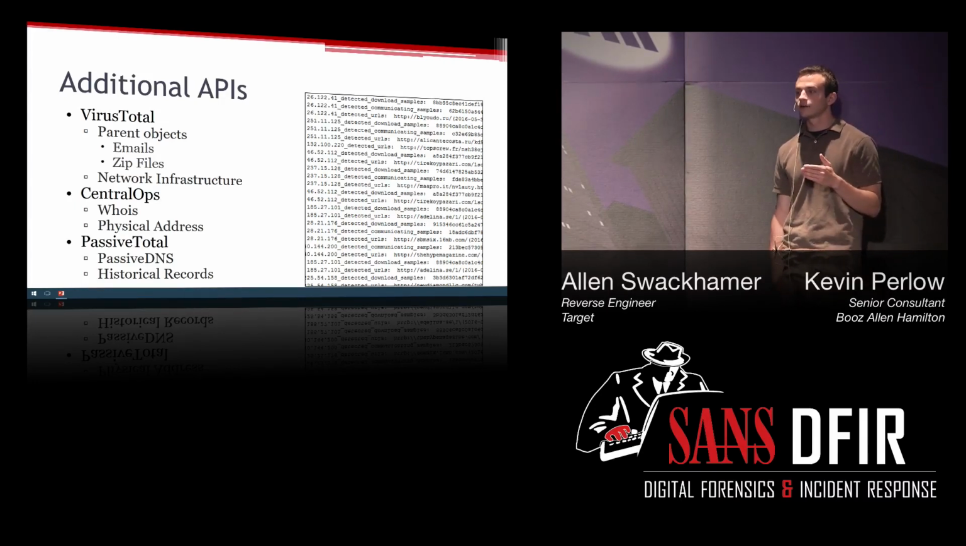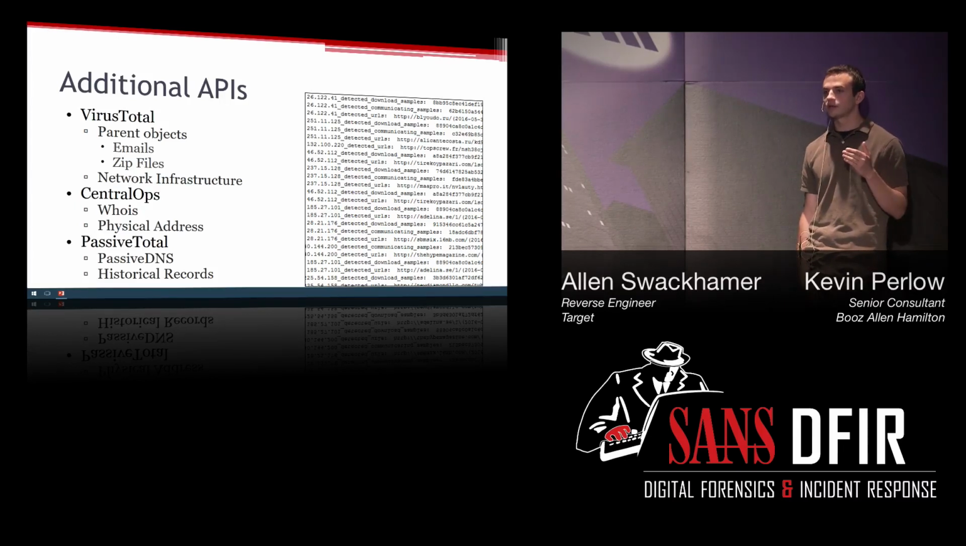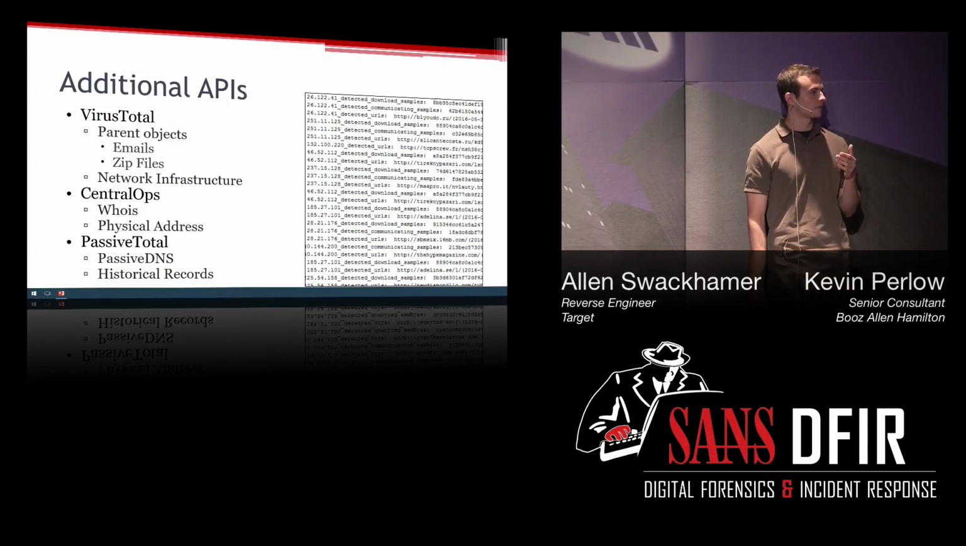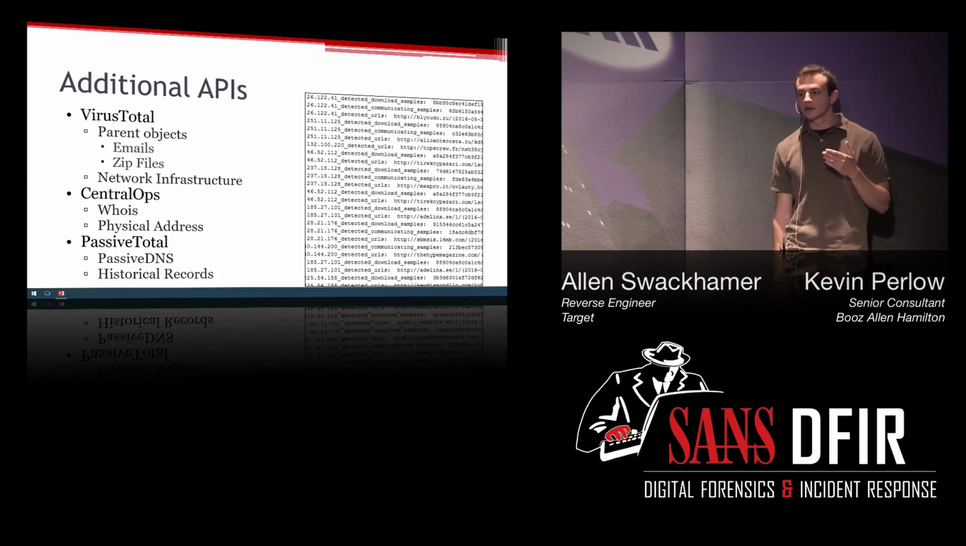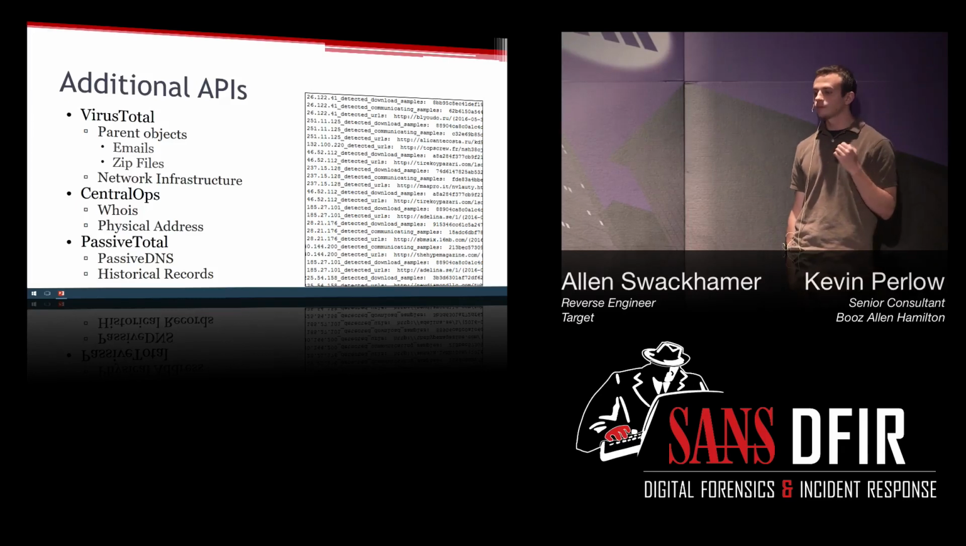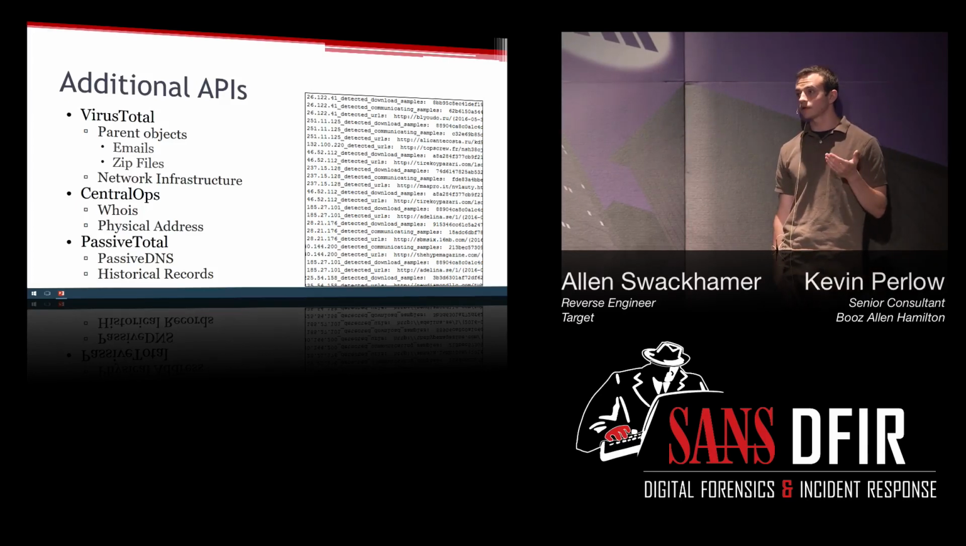There's also some network infrastructure pivoting that you can do from this. So on the right, you see the results of running a whole bunch of IP addresses across the VirusTotal Intelligence API. And you can get executables that were either downloaded from the same URL or executables that called out to the same IP address. And so that lets you expand your understanding of their network infrastructure as well. Some other things we've put up there, Central Ops.